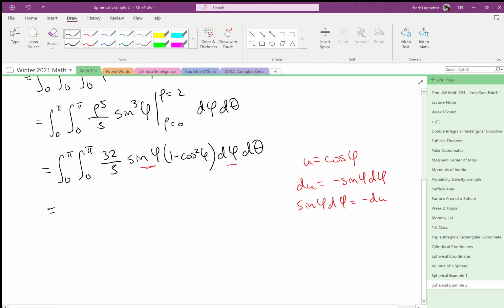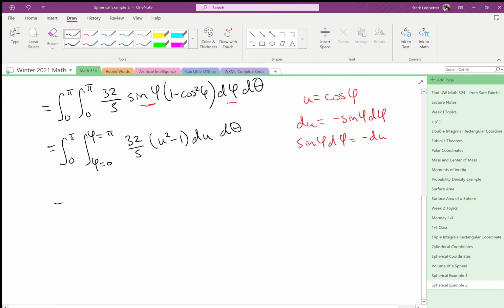Okay, then this is phi going from 0 to pi. We have 32 over 5. We have a negative sign. We have a 1 minus u squared. So actually with that negative sign, maybe we'll distribute that in, and we'll get a u squared minus 1. That'll be easier. We have du d theta. Always reduce the number of negative signs if you can. Negative signs make things hard.